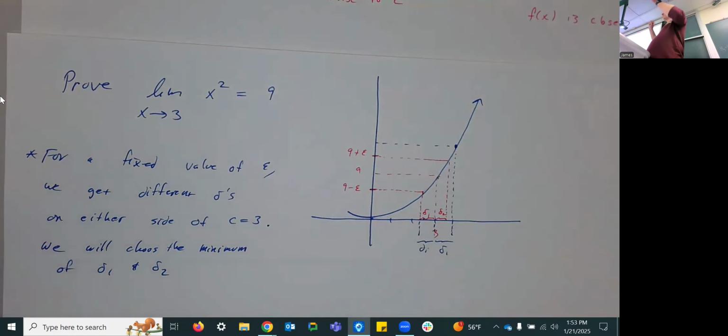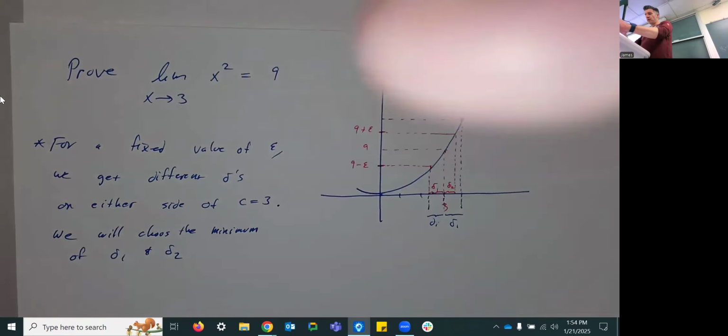So if you get two different delta values on either side of the c that we're approaching, we always pick the smaller of the two, the minimum of the two. And sometimes people do the work to actually figure out which one is the minimum, or sometimes we just say the minimum of them and then leave it at that. Most of the time, you can tell graphically which one's going to be smaller just based on which part of the graph is steeper and which part's less steep. But we don't always have the graph, so then we test.